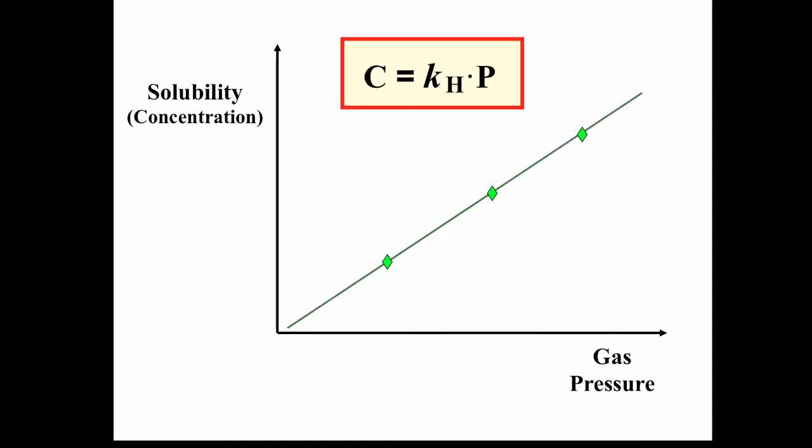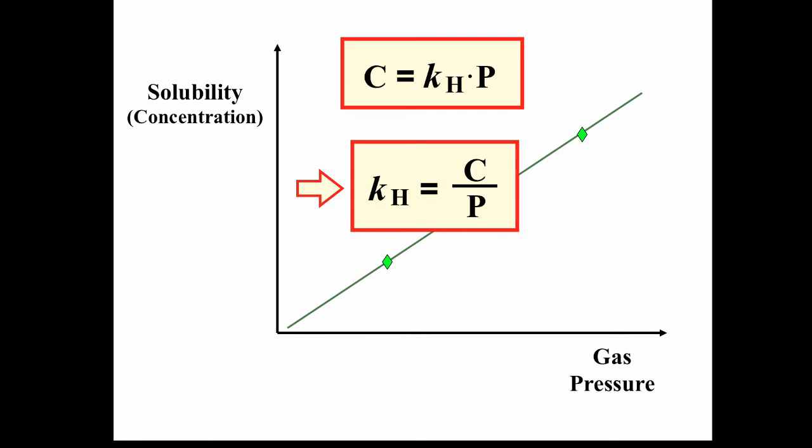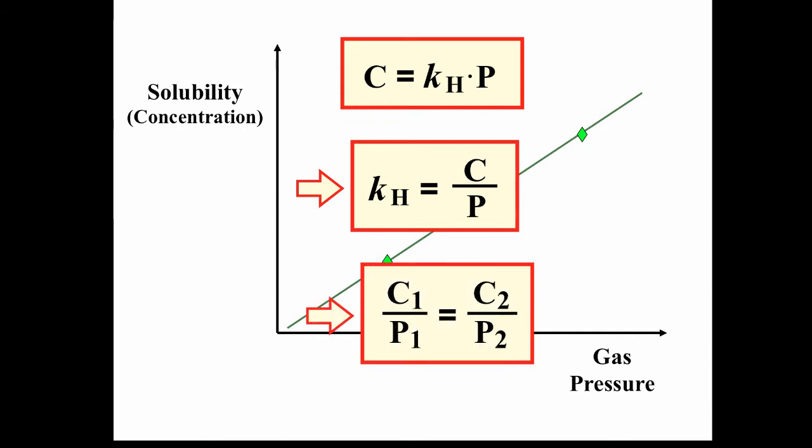Now, the Henry's law relationship can be solved for the Henry's law constant, and the concentration over pressure ratio is therefore equal to a constant. And so if we have one set of circumstances compared to another set of circumstances for a given gas, then the concentration to pressure ratio remains constant. In other words, C1 over P1 equals C2 over P2. And this is another form or version of Henry's law, and this can also be useful in solving problems.